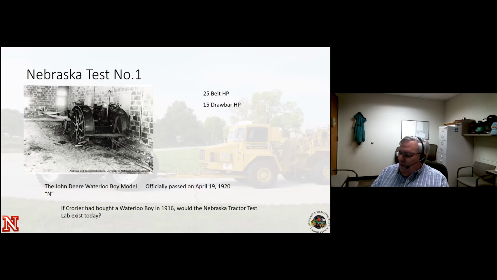And you have to ask the question, if Crozier had bought one of these back in 1916, would the Tractor Test Lab exist today? And the answer is possibly not, because at the time Nebraska passed its tractor testing law, both North Dakota and Missouri were considering similar legislation. But when Nebraska acted first, they dropped their efforts, I think rightly assuming that most all tractors would be tested in Nebraska, and it wasn't necessary for each state to go through the same thing.